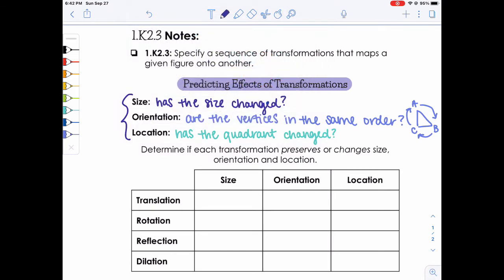Okay, I want you to take a second and think about which of these preserves the size, which means stays the same, and which ones change the size. So in each box, we're going to write preserve or change. Okay, take a minute to do that.